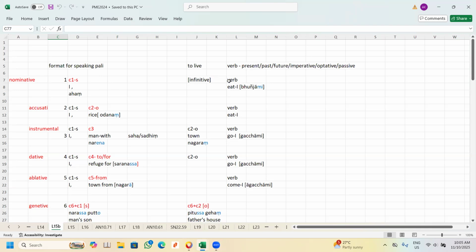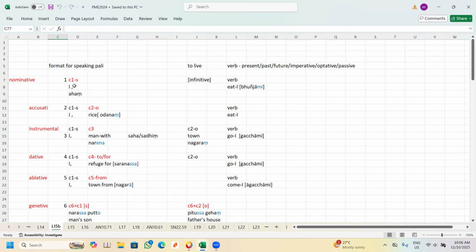So when there is a verb, the last verb should be in the present tense, past tense, future tense, imperative, optative, or passive. So that means this is the structure. And now you see, in Pali, the way it is structured, you will put the subject in the nominative case.